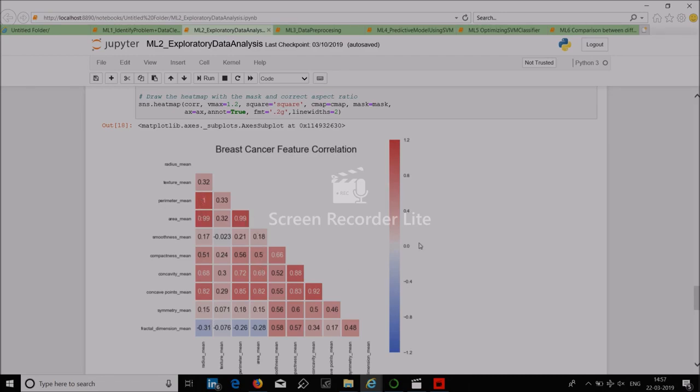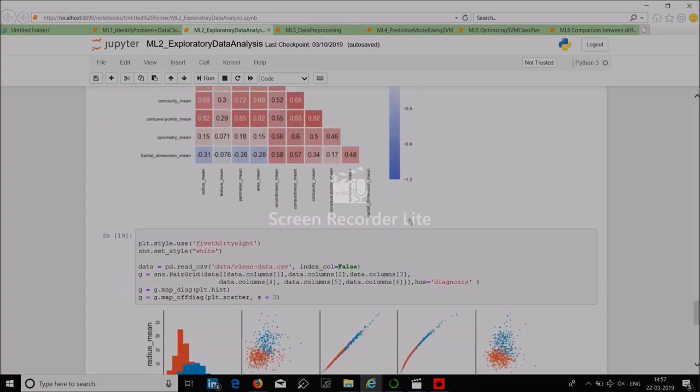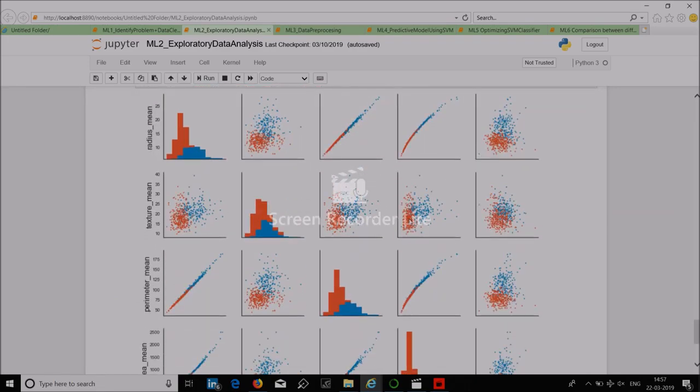scatter plots. In scatter plots, we form scatters of blue and red cancer data cells. The blue indicates the cells which are safe and not affected, and the red are considered dangerous. Next, we will be doing data pre-processing.